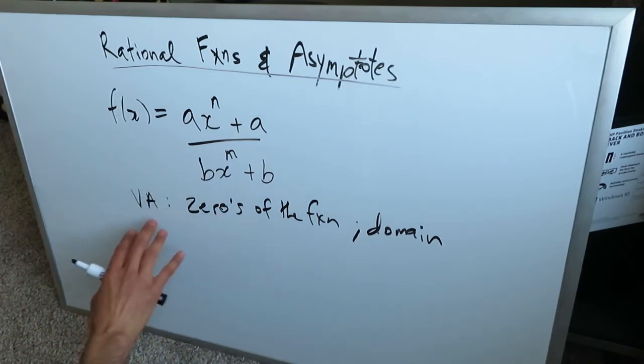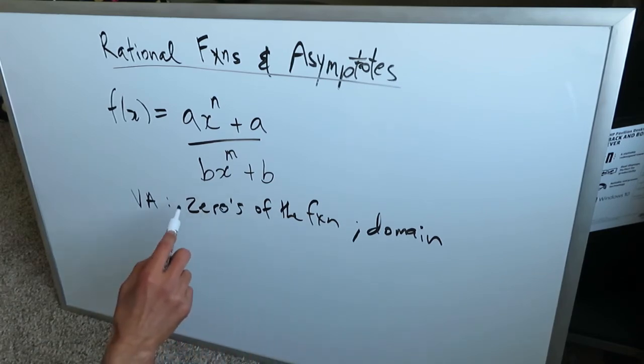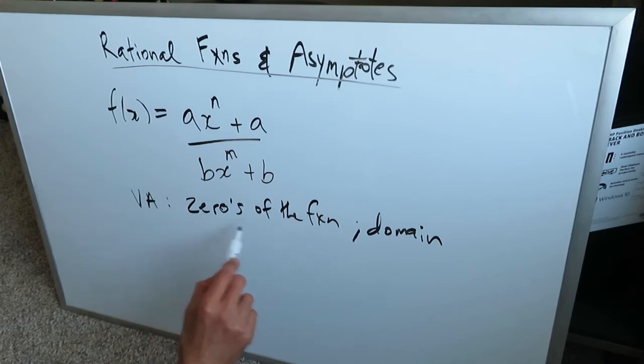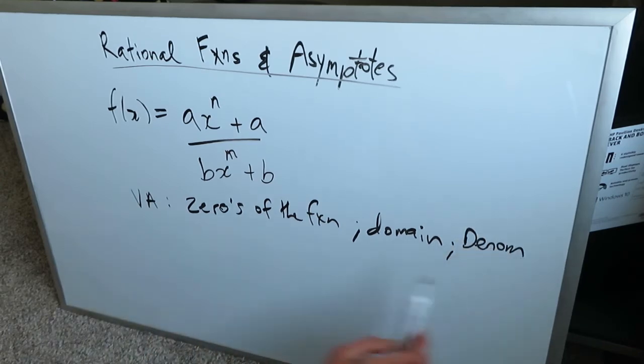The first step, vertical asymptote: you'll determine the zeros of the function, and you're going to use the zeros of the function always from the denominator, right? From the denominator. And that's what we'll look at, only the denominator for the vertical asymptote.